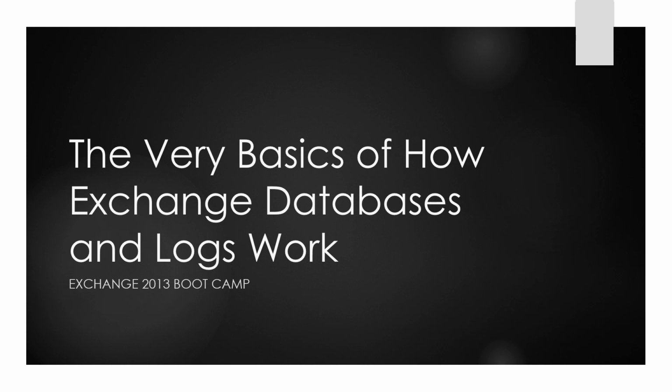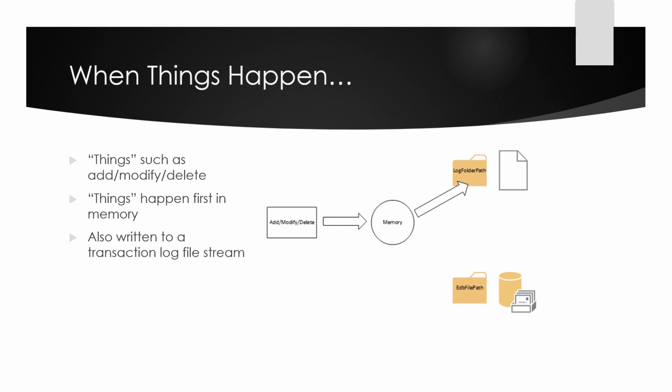But what we're doing here in this video is covering just the minimum that you would need to understand for the purposes of database backup and recovery. So the way I explain how the database works in Exchange Server 2013 and previous versions of Exchange Server is that it's all about when things happen. Now, those things could be items being added, items being modified, items being deleted. And those items could be mail items, calendar items, contact items, any of those types of items.